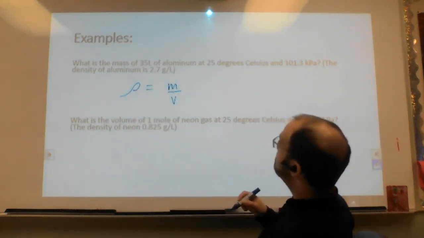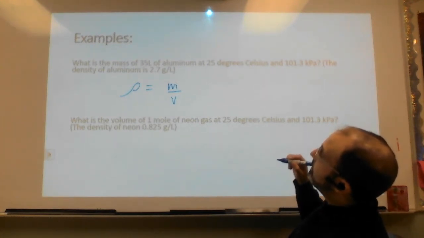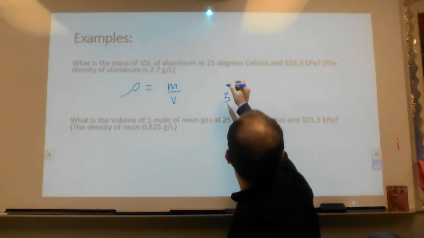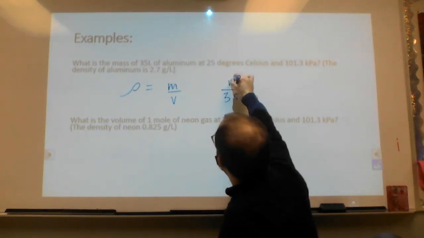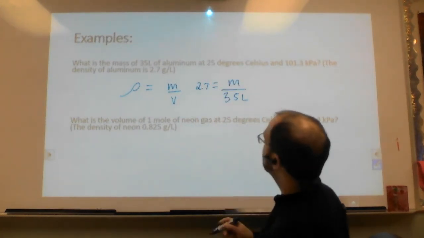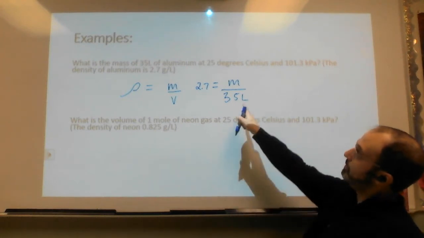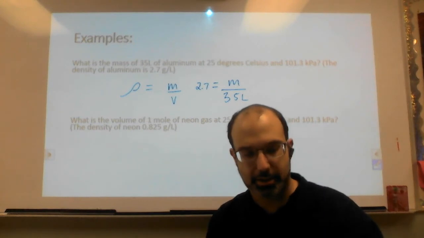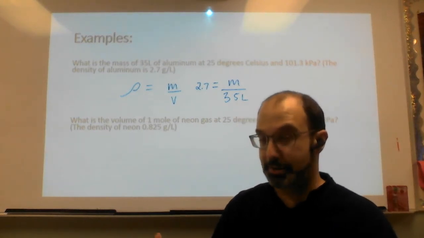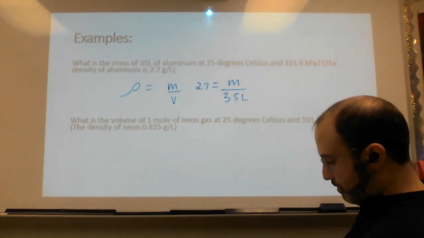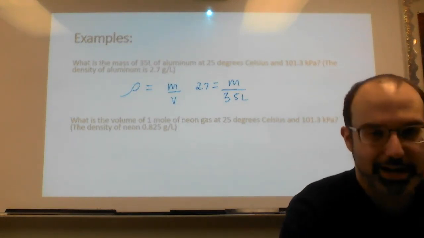volume. So we've got 35 liters of aluminum. And it's asking us, what is the mass? The mass we don't know, but we do know the density, which is 2.7. So this is going to be a little bit of algebra. We're going to have to multiply both sides by 35. Now, unfortunately, I didn't bring a calculator. Fortunately, I'm just going to cheat and grab one. A little bit of movie magic. We take out our trusty calculator, and we go 2.7 times 35 equals 94.5.